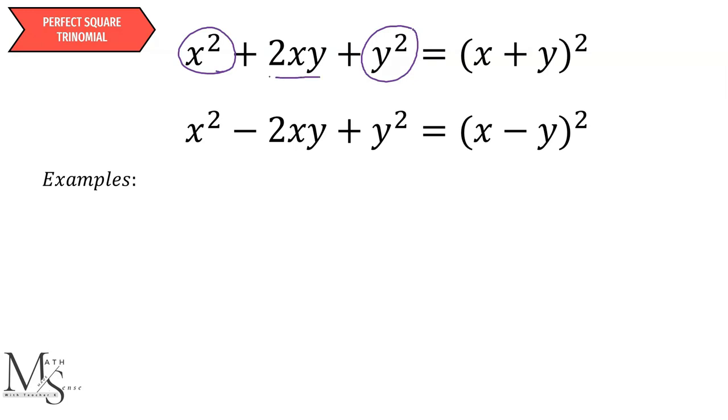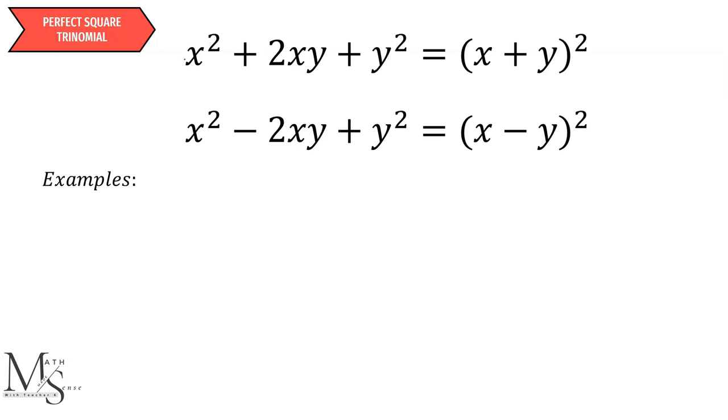And then the middle term is the product of the square root of the first and last term multiplied by 2. Like in this case, the square root of the first term is x, and the square root of the second term is y. X times y is xy. Xy times 2 is 2xy. And it's a perfect square trinomial if it has 3 terms. Same with the other illustration.